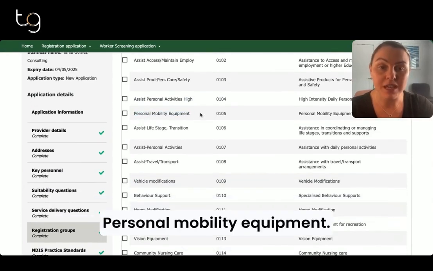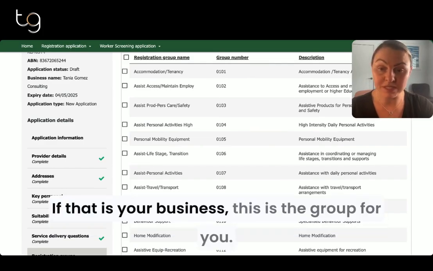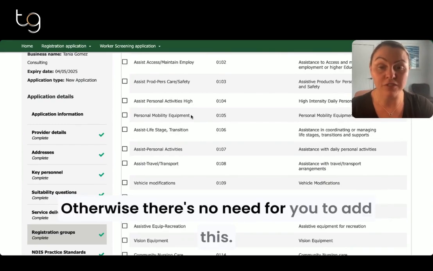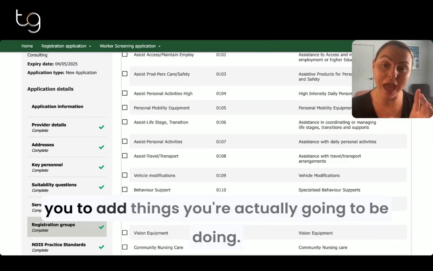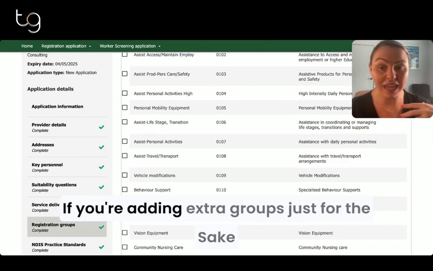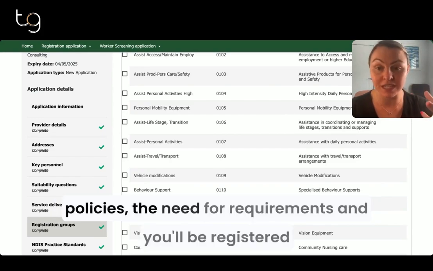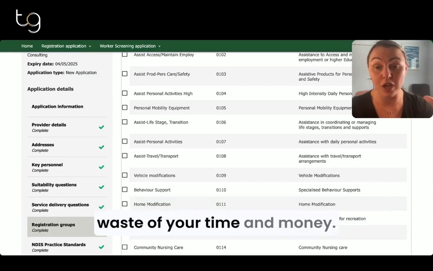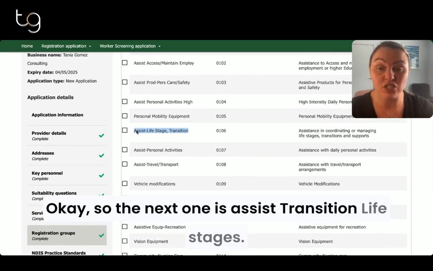Personal mobility equipment. This is the selling of things like scooters and other mobility equipment. If that is your business, this is the group for you. Otherwise, there's no need for you to add this. Hopefully you're seeing a pattern here that I only want you to add things you're actually going to be doing. If you're adding extra groups just for the sake of it, you're adding cost, complication, the need for policies, the need for requirements, and you'll be registered for something you'll never use, which is just a waste of your time and money.